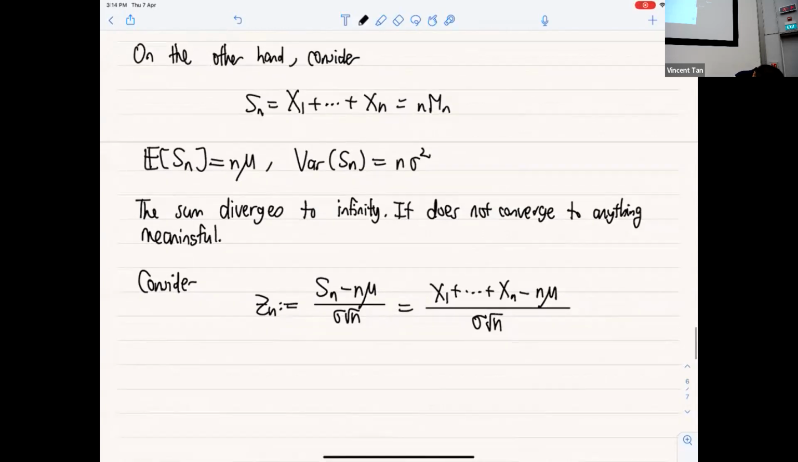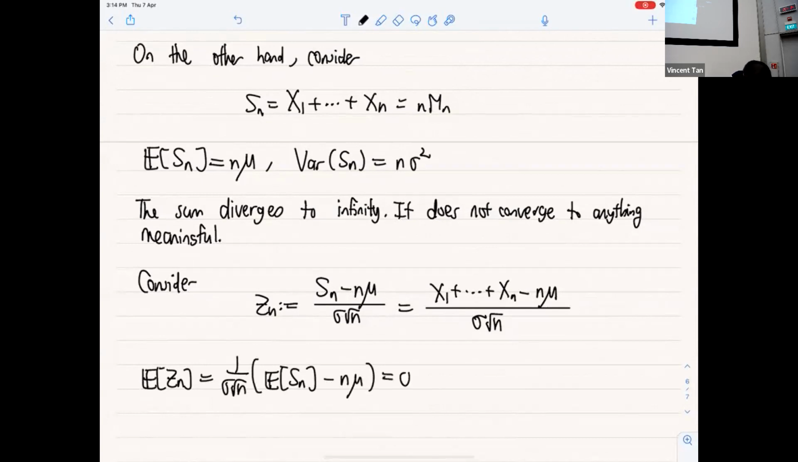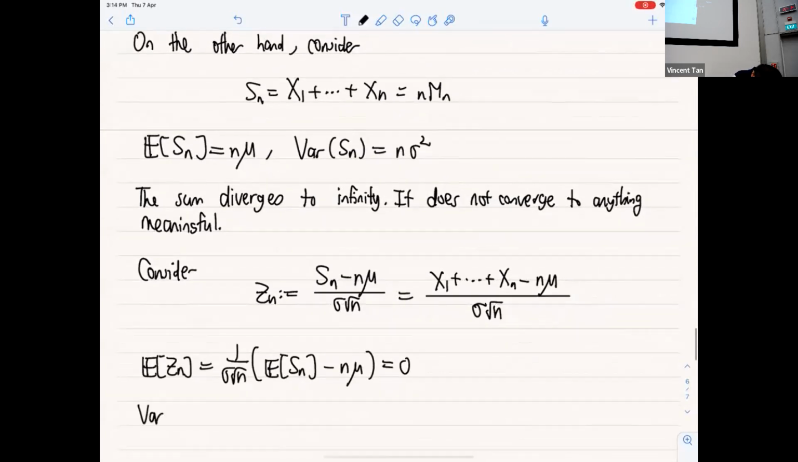It is easy to check that the expectation value of Zn is equal to 0. Why is this 0? We can bring out the constant factor and we have the expectation value of Sn minus n mu. But the expectation value of Sn is exactly n mu, so that's 0. The variance of Zn is equal to the variance of 1 over sigma square root n times Sn minus n mu.